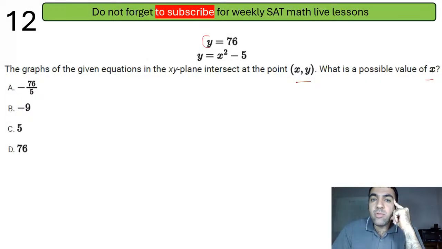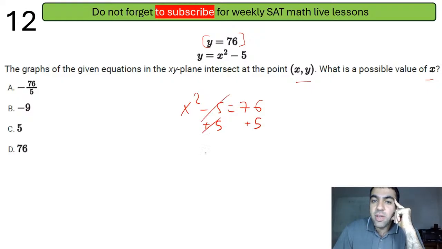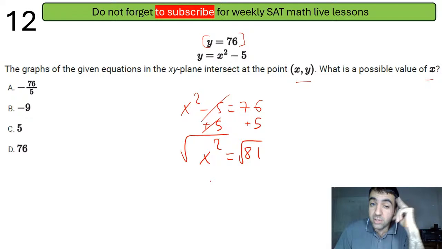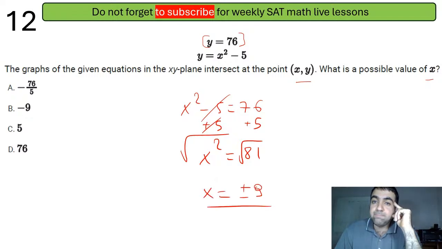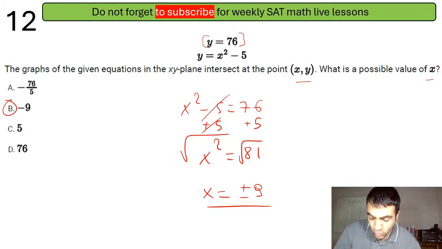Y is equal to 76. X squared minus 1 is equal to 76. Let's add 5 to both sides of the equation. X squared is equal to 81. Let's take the square root of both sides. X is equal to positive and negative 9. Okay, so the B choice is correct. Okay, Shahin.